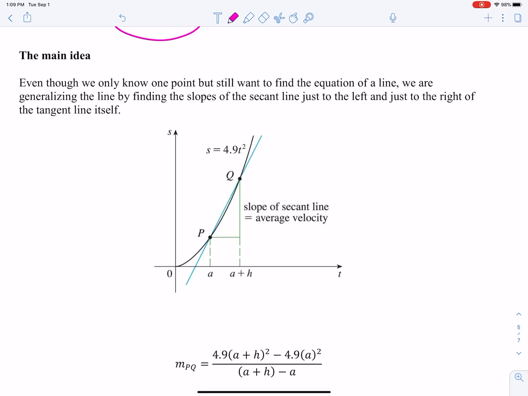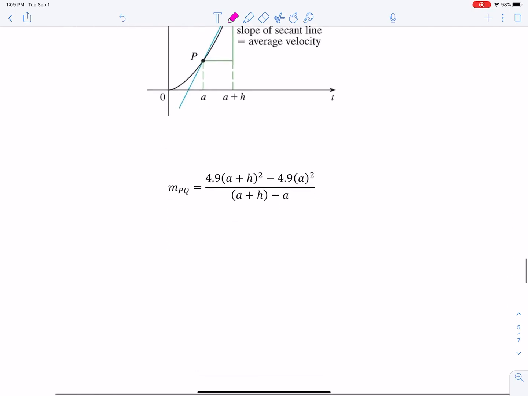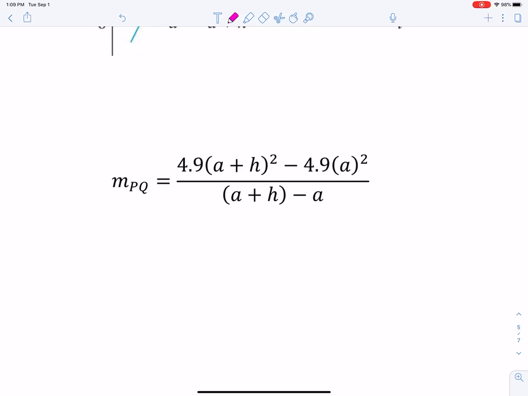Even though we only know that one point, like in the first graph we did today, and also in the problem we just did, where there's only one instance of time, we still want to find the equation of a line. We're generalizing the line by finding the slopes of the secant lines just to the left and just to the right of the tangent line itself. Remember, the tangent line is what we're trying to get the equation for, the slope and the intercept. This is something you'll see come up later.